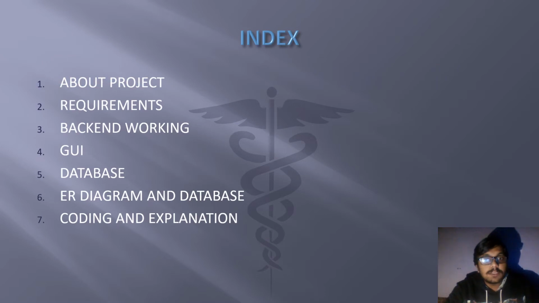I would like to present my project in the format of the index as shown. First of all, I will explain about the project, like what the needs are and what problems it resolves, and then I will explain the requirements that are needed during the making of the project. Then I will explain the backend working and GUI along with the database. Then I will also try to explain the ER diagram and database for more clarity, and coding and explanation will go on at the end.